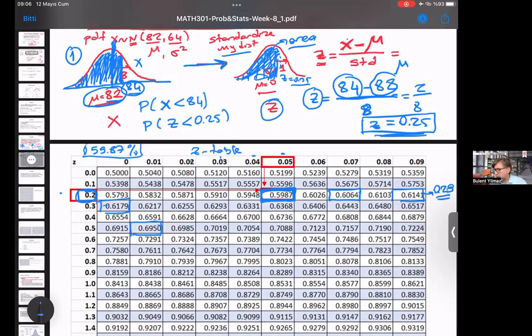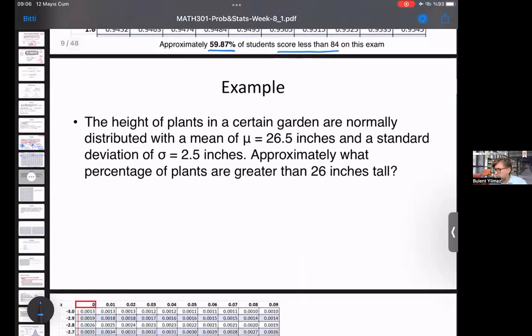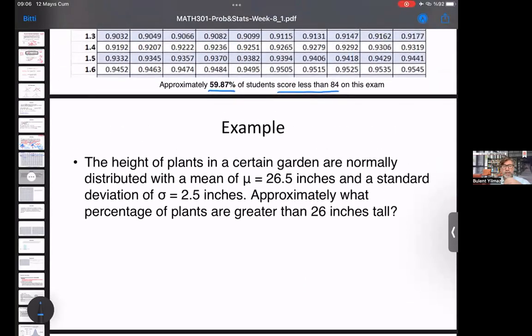So now it's your turn, guys. I'm going to give you one example, okay? So here's the example. The height of plants in a certain garden are normally distributed with a mean of mu 26.5 inches and a standard deviation of 2.5 inches, okay? I am plotting the normal distribution whose mean is 26.5 and sigma is 2.5. Now, approximately what percentage of plants are greater than 26 inches tall?